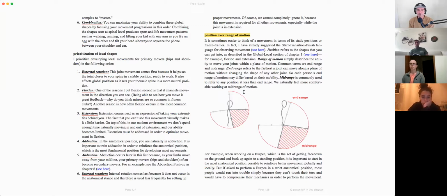The second movement pattern would be flexion. Flexion is lifting the arm or lifting the leg. The third movement would be extension, which is dropping the arm or dropping the leg behind you. The fourth movement priority would be adduction. Adduction is towards the midline. The fifth one would be abduction, away from the midline. And the sixth one would be internal rotation, which is moving your shoulders, for example, in towards the midline, turning your toes into a pigeon toe position.